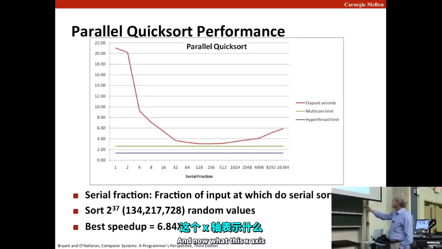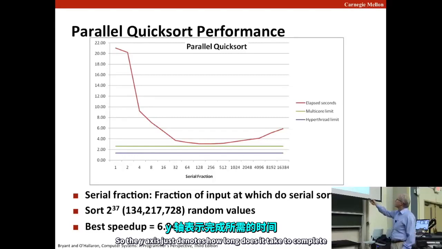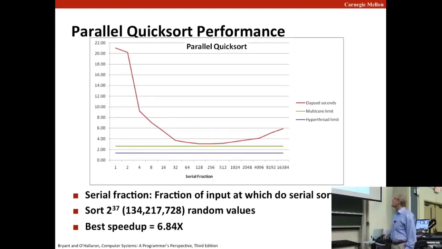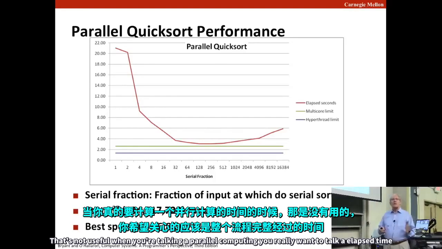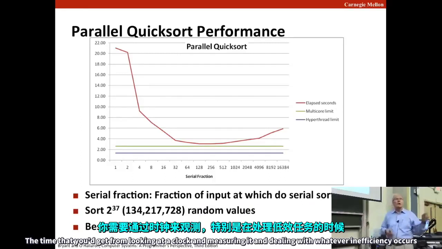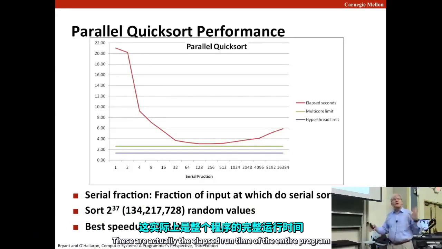And now the y-axis just denotes how long it takes to complete. By the way, one thing, if you're used to measuring performance based on CPU time, that's not useful when you're talking parallel computing. You really want to talk elapsed time, the time that you get from looking at a clock and measuring it and dealing with whatever inefficiency occurs there. So these are actually the elapsed runtime of the entire program.